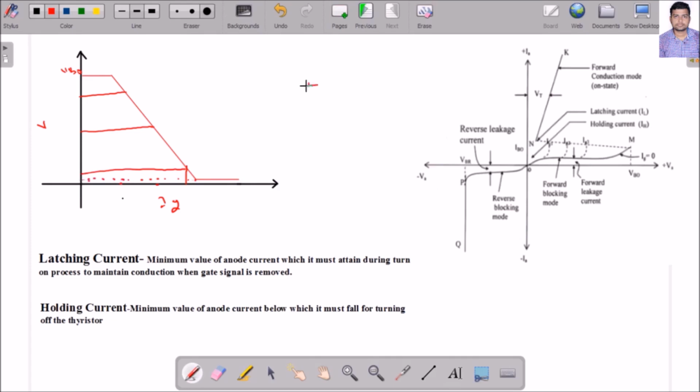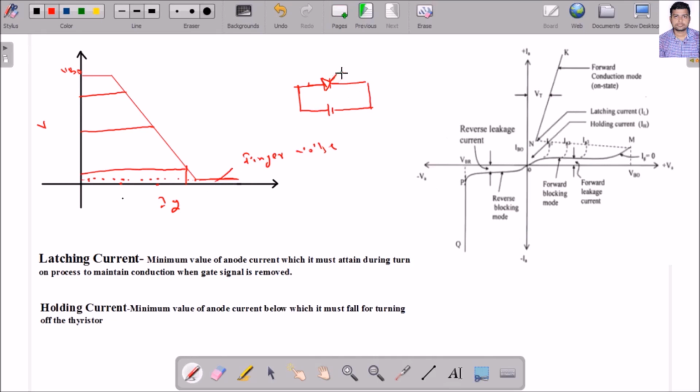Suppose this is a thyristor here, and you are giving a very large amount of gate current, but you require at least some minimum value of voltage applied between anode and cathode. This is the minimum amount of voltage, and it is known as the finger voltage. Then what is finger voltage? A minimum amount of voltage required between cathode and anode to turn on the thyristor.